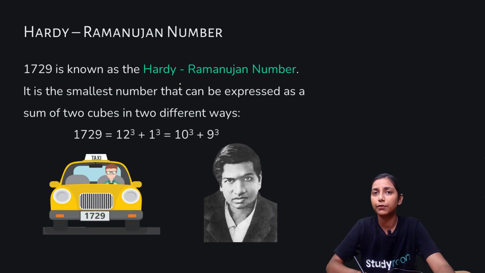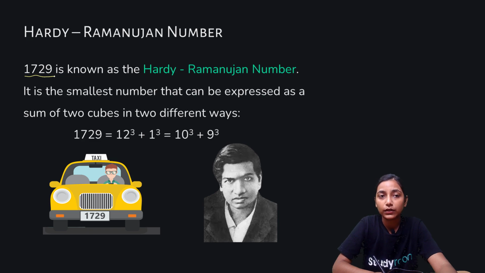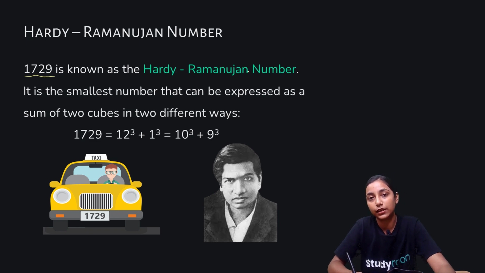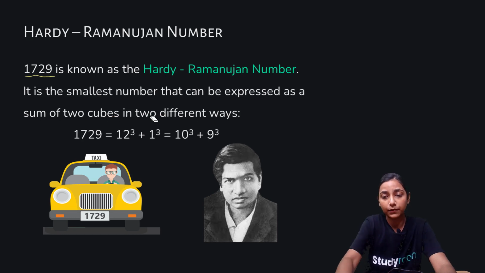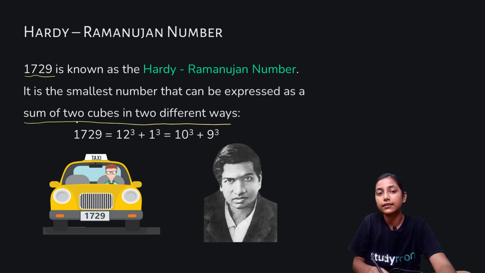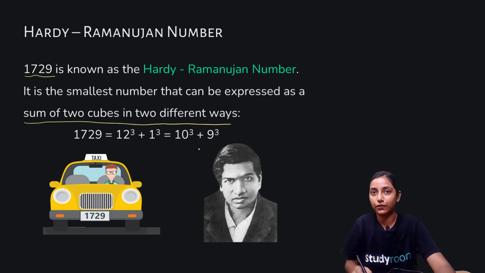Now, what is this Hardy-Ramanujan number and what is so special about this number? See, this number 1729 is known as Hardy-Ramanujan number. This is the scientist after which this number has been named. He was the one to discover this because, now what is the speciality about it? It is the smallest number that can be expressed as a sum of two cubes in two different ways. So it is the smallest such number, that can be expressed as a sum of two cubes in two different ways.